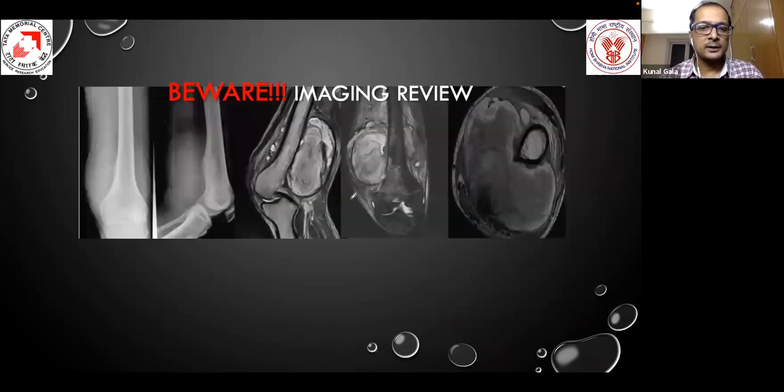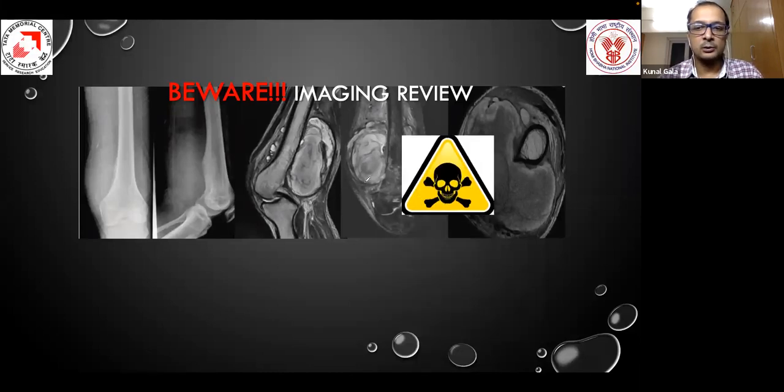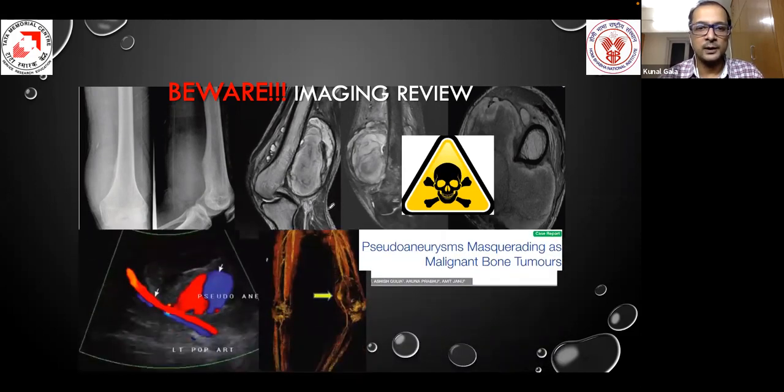Now, musculoskeletal biopsy. However, why one needs to review the imaging: imaging is the most important and essential part as a radiologist and as an interventional radiologist. What we see here turned out to be a pseudoaneurysm, a pseudoaneurysm arising from the popliteal artery. So this was a patient who was referred to us for a biopsy, and then after reviewing the images, it turned out to be a pseudoaneurysm.